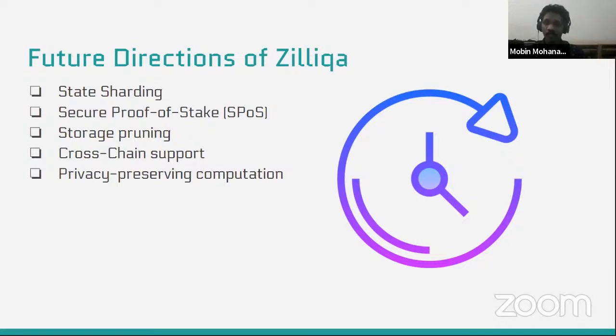and cross-chain support, where we can interact with other blockchains through Zilliqa, which is a quite promising aspect we look into, because enabling a cross-chain platform will increase the throughput and the favorability towards the Zilliqa blockchain itself, and also privacy preserving computation in the blockchain, which will also increase the security features of the blockchain itself.